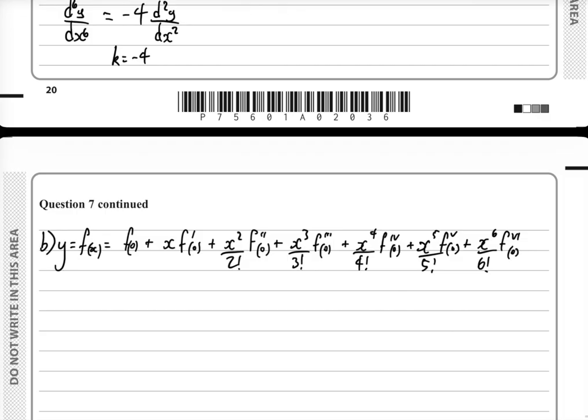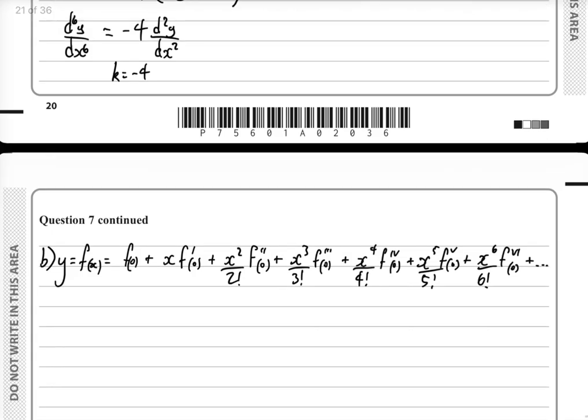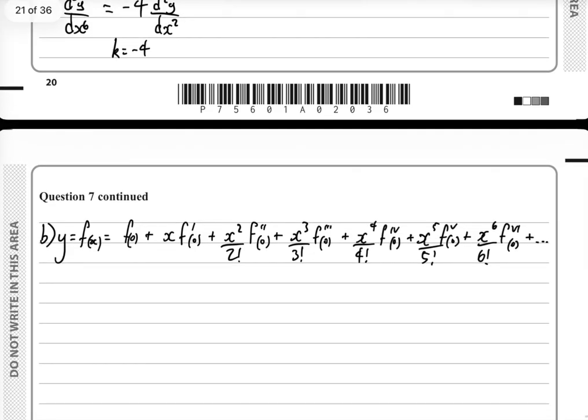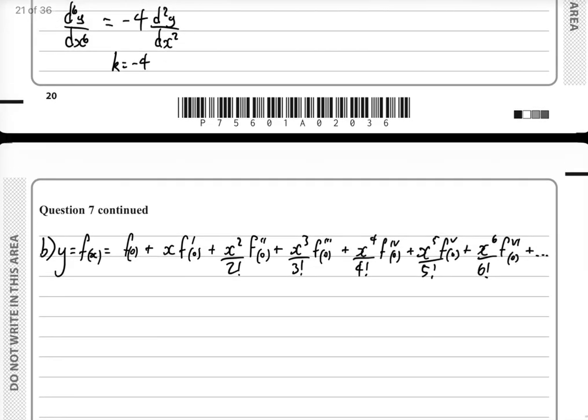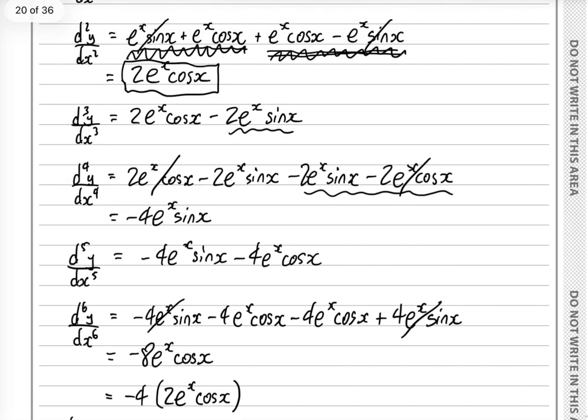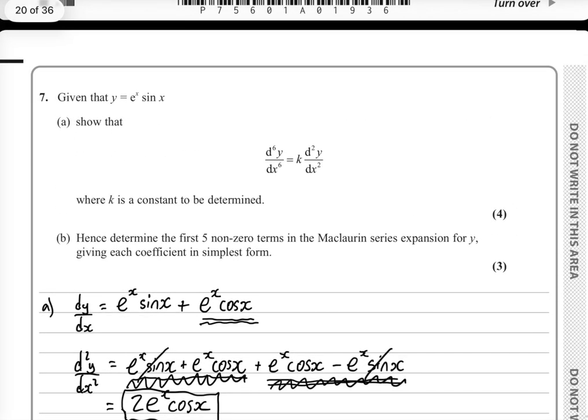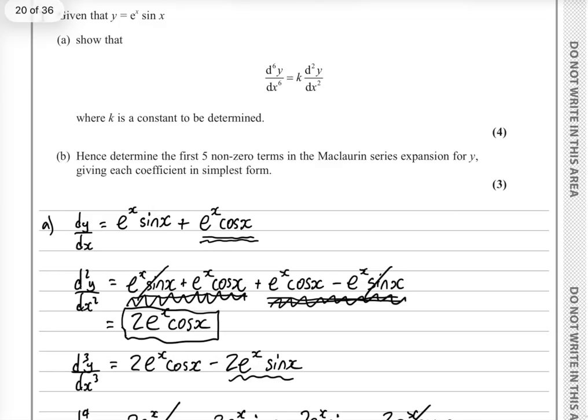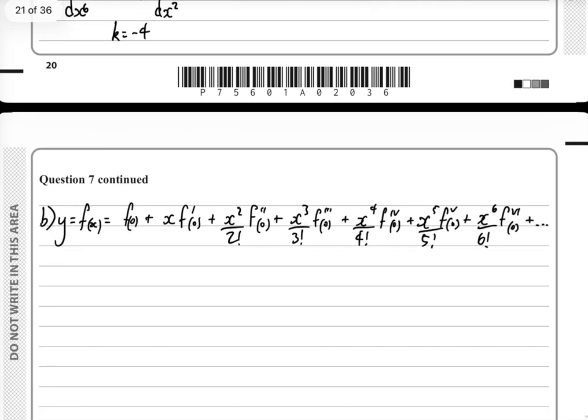Now it said the first 5 non-zero, but because we've done the 6th derivative in part A, I'm assuming that 2 of these are zeros, so that we end up using all 6 derivatives to get 5 non-zero terms. And the first one is 0, because sine of 0 is 0. So that becomes a 0.